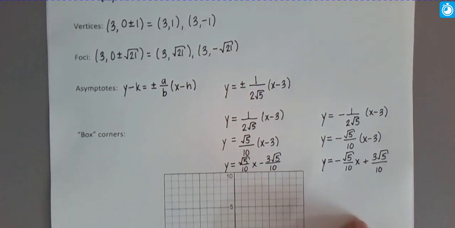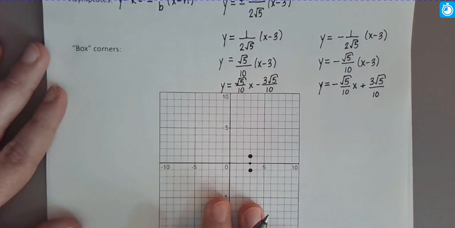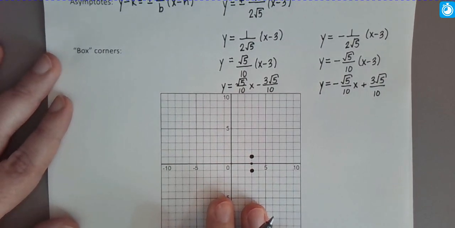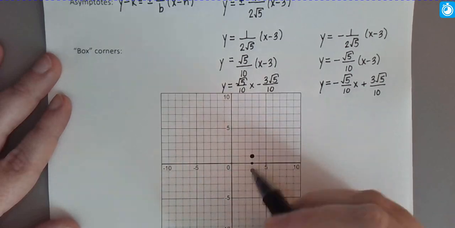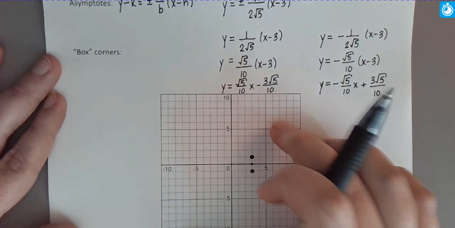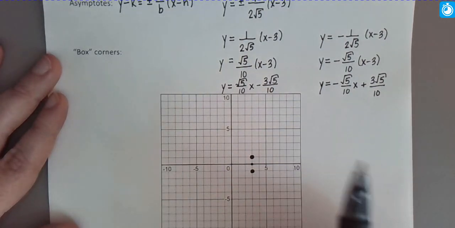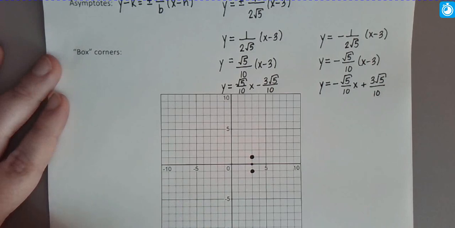Okay, so as we start to add additional things to our graph, notice we don't really have anything to help us right now. All we have is 2 points and the knowledge that the branches for this hyperbola are going to be stacked vertically, top and bottom. That is definitely not enough to get an accurate graph. So the method we use to get the most accurate graph is what's called the box method.